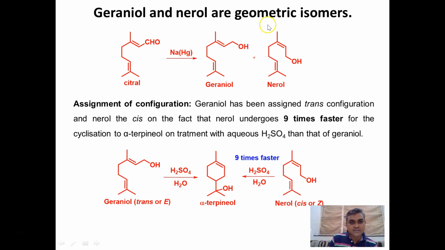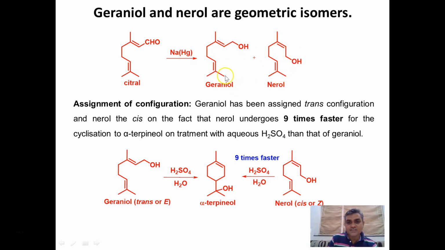Now let us see the cis-trans isomerism between the geraniol and nerol molecules. We have seen that when the citral molecule is reduced, it gives geraniol, and apart from geraniol, we also get a small quantity of another molecule, the nerol molecule. Now geraniol and nerol have the same molecular formula and the same connectivity, but these two structures are different only because of the double bond here. This double bond is trans, and this is cis here. So geraniol is the trans isomer and nerol is the cis isomer.